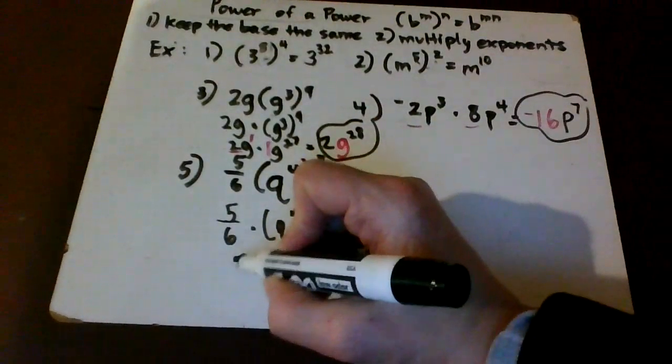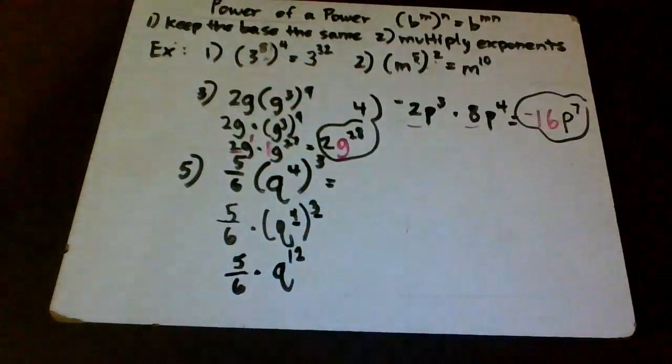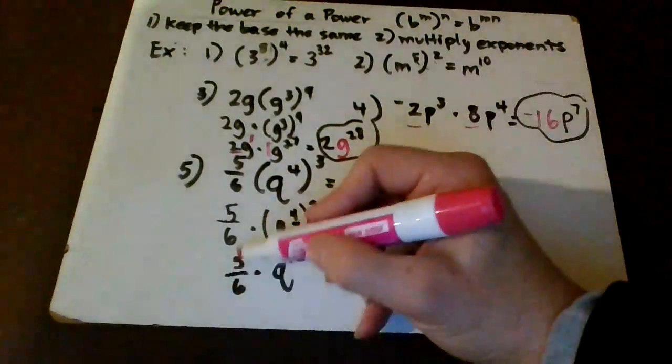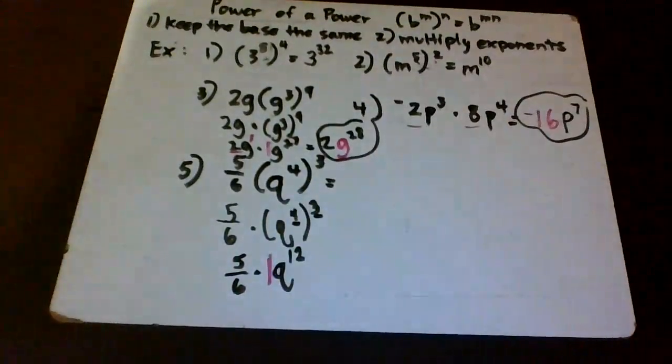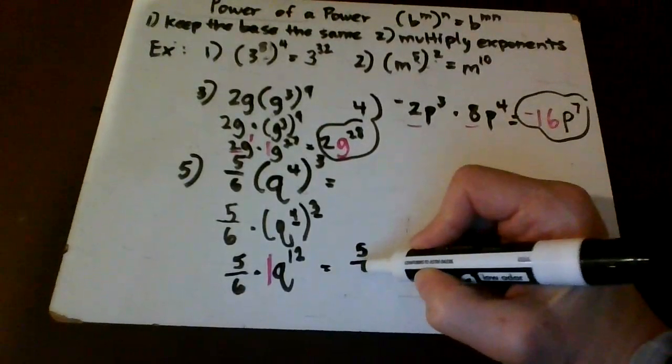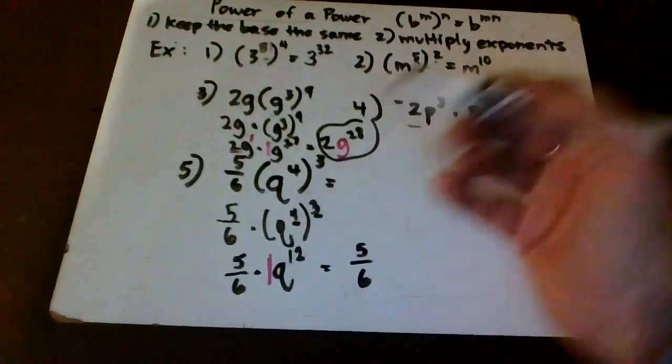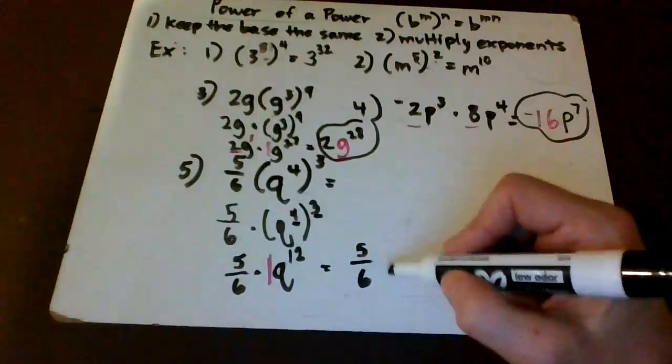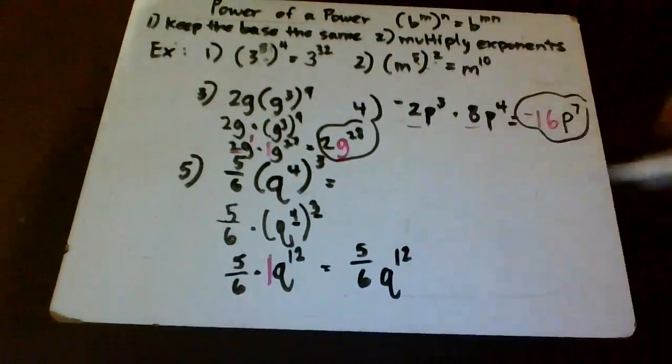And then I'm going to multiply that by 5/6. So again, you're kind of multiplying these numbers. It's 5/6 times 1. So 5/6 times 1 is 5/6. And then I have nothing to combine q to the 12th with, so I just bring q to the 12th.